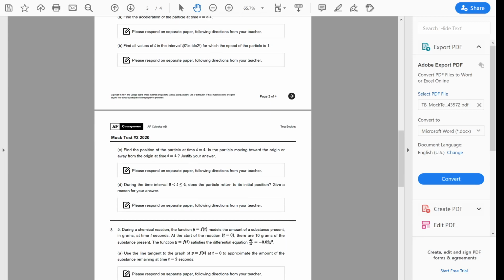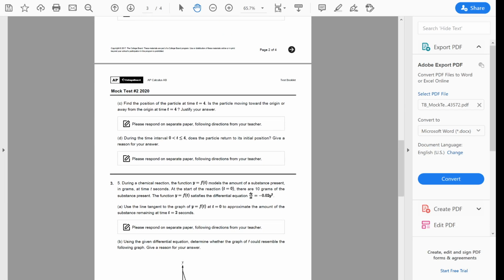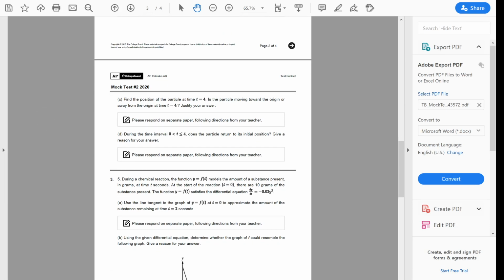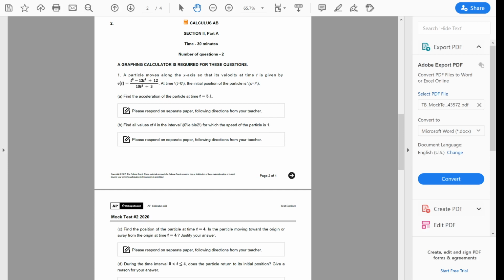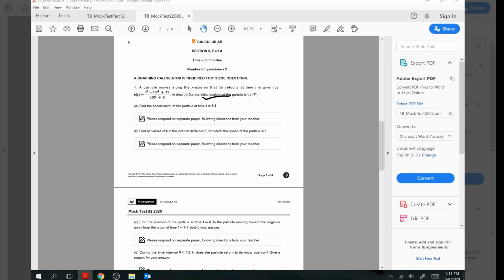Part C says, find the position of the particle at t equals 4. Is the particle moving towards the origin or away from the origin at t equals 4? Okay, so to find the position, all we need to do is integrate the velocity equation from 0 to 4 and add our initial position, which is that when t equals 0, x equals 7.